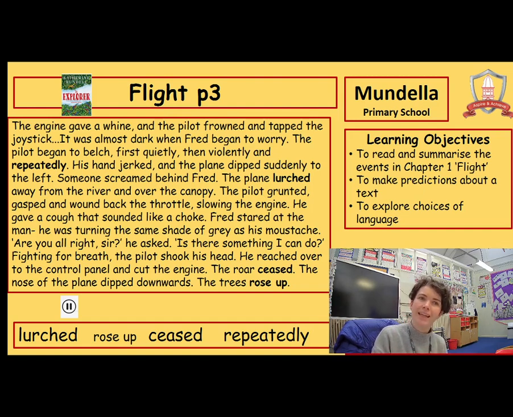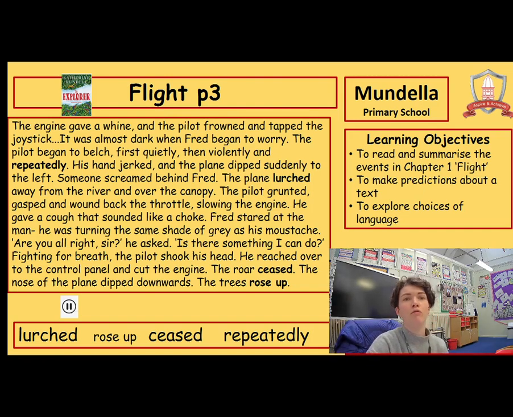Now in order to work out the meaning here of rose up, we can also look to the sentence before. The nose of the plane dipped downwards, the trees rose up. So you can imagine as the plane is dipping downwards because the engine has been cut, the nose dips down and it looks as though the trees are rising up. They're not actually growing any faster, it's just that the plane is losing its altitude, so it means that the trees are increasing in size.